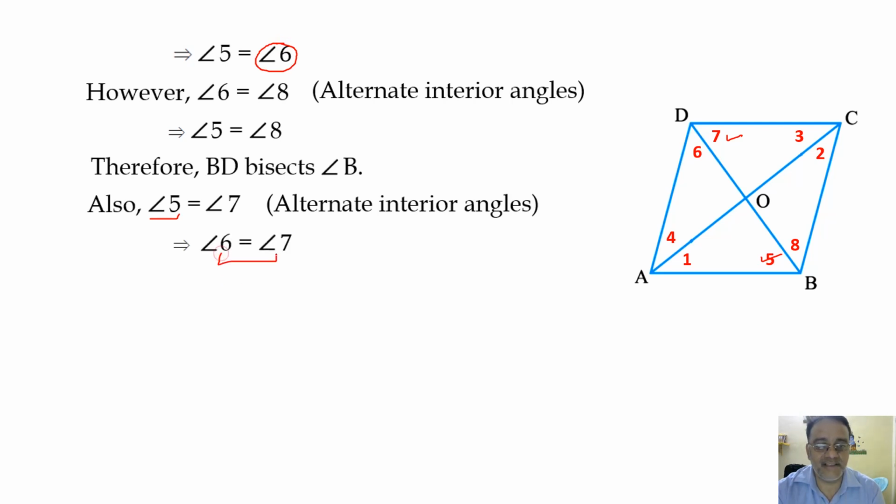Now if these two angles are equal, that means BD bisects angle D. So the proof is complete. Any doubt? No, sir. Okay.